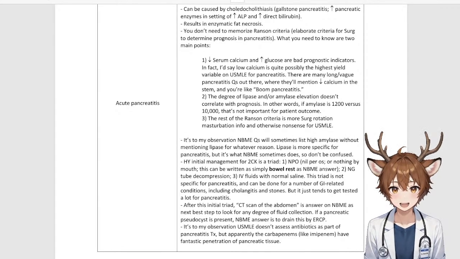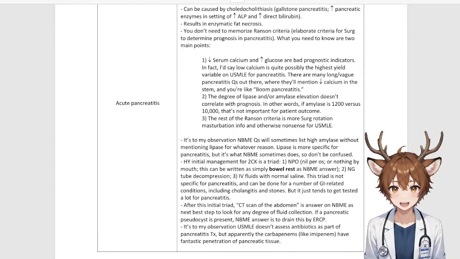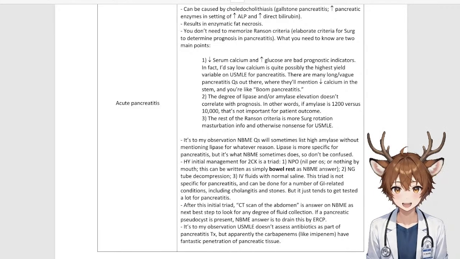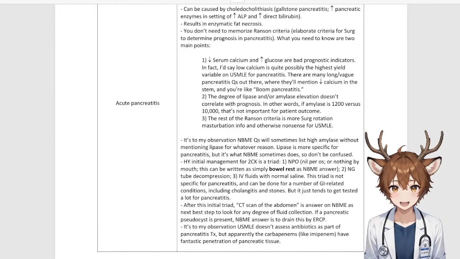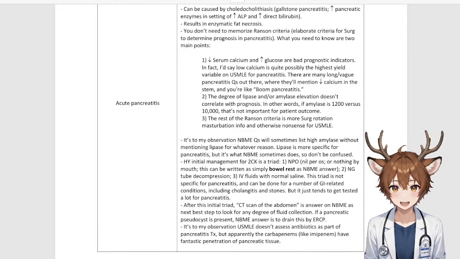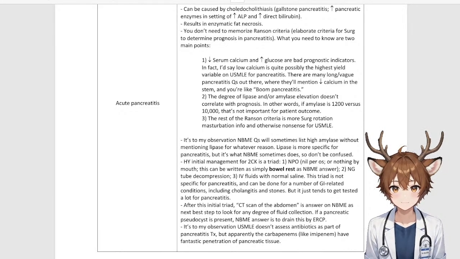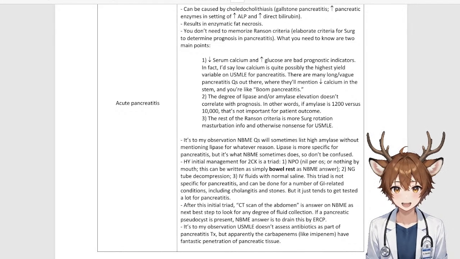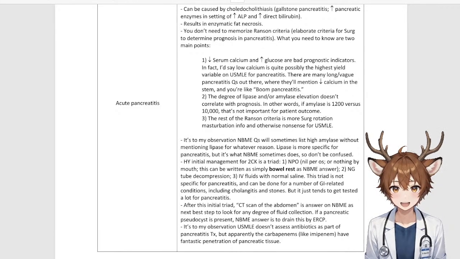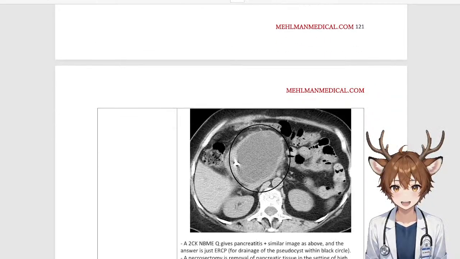After this initial triad, CT scan of the abdomen is the answer on NBME as the next best step to look for any degree of fluid collection. If a pancreatic pseudocyst is present, the NBME answer is to drain this by ERCP. Again, ERCP refers to endoscopic retrograde cholangiopancreatography. To my observation, USMLE doesn't assess antibiotics as part of pancreatitis treatment, but apparently the carbapenems like imipenem have fantastic penetration of pancreatic tissue. It's just that probably won't necessarily be on your exam.